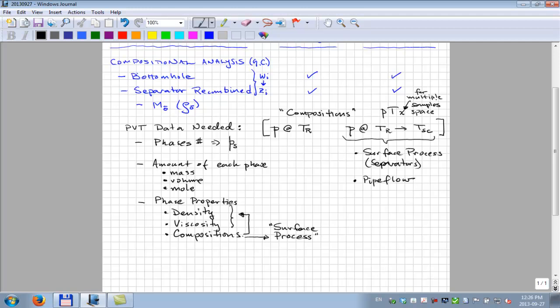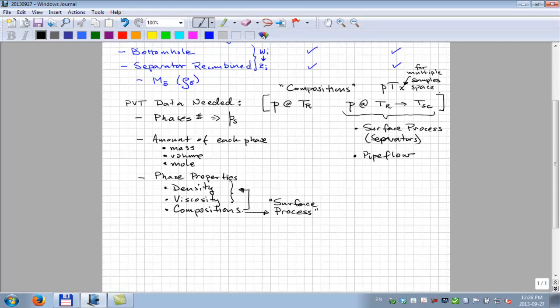Okay? Where each sample will provide, in a sense, the pressure temperature dependent properties of where the phases are 1 and 2 phases, the amounts of the phases, and the properties of the phases. So is this clear? That's kind of the game plan. And now what we're going to talk about is for a given sample, making a set of experiments to help provide this information.